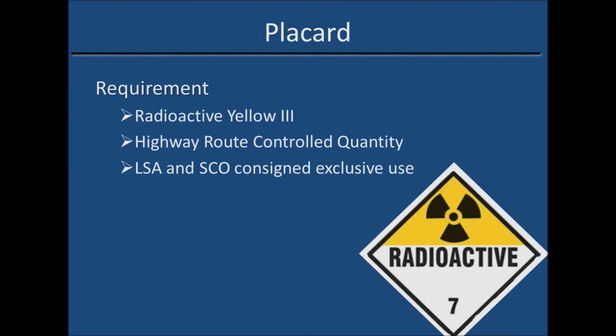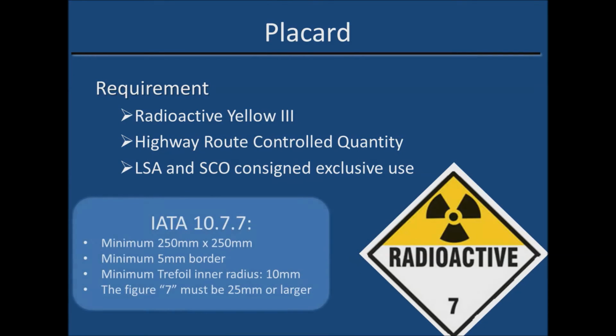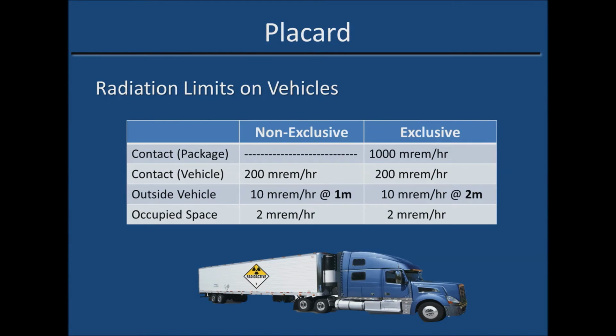Now placards, what are these? These are required for a yellow 3 highway route controlled, and if they're LSA and surface contaminated objects consigned as exclusive use. We won't talk about that too much, but that's where you're required to have a placard. And then you can see the differences here between IATA and other regulations, DOT regulations.